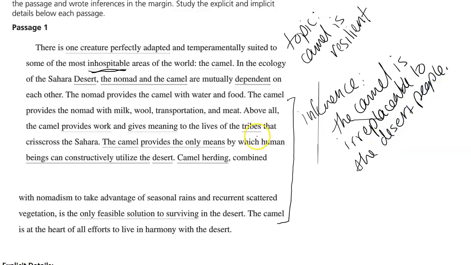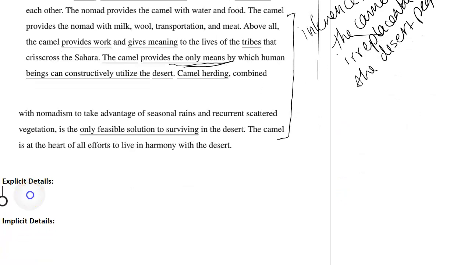We can see that here where it says the camel provides the only means by which human beings can constructively utilize the desert. The camel is the heart of all efforts to live in harmony. And so again, we notice just the irreplaceable nature of the camel. We're going to collect some explicit details from the passage.